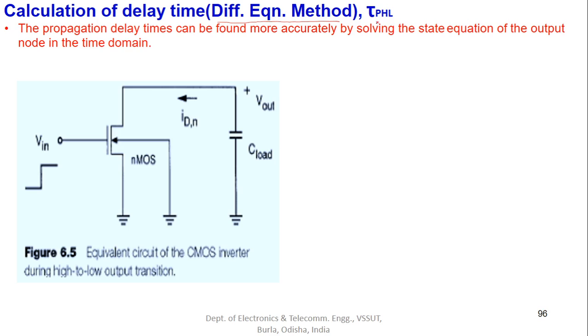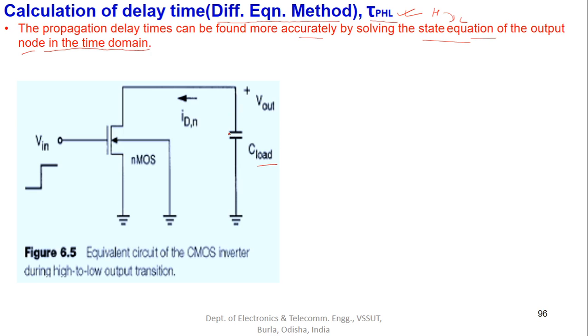Let us go with the calculation of the first parameter, that is tau PHL, the propagation delay time when the output falls from high to low. This propagation delay can be found more accurately by solving the state equation of the output node in the time domain. We are working for tau PHL, where the output is falling from high to low. The output has a load capacitance connected, and it discharges when it is fully charged; the output is high, and when it discharges it goes low.